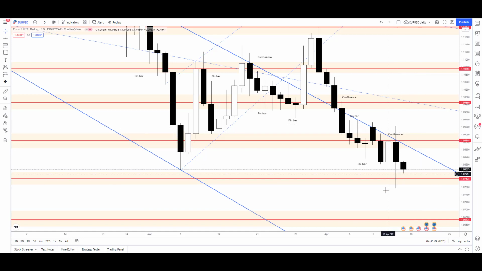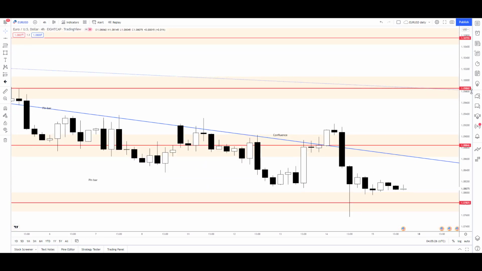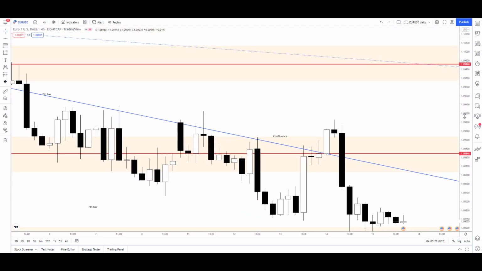There was a pretty large candle, which we can say was an indecision candle, where we have bulls here and bears here. Let's check on the 4-hour time frame what has happened on Wednesday.